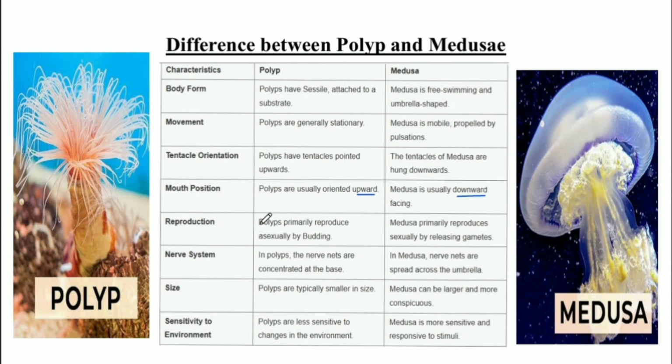Reproduction, polyps reproduce asexually but medusae reproduce sexually. Nervous system, it is concentrated at the base. However, the nerve nets are spread across the umbrella in medusae. Polyps are typically smaller in size, but medusae are conspicuous, means they are larger and more visible. Polyps are less sensitive to the change in environment. Medusae are sensitive to the stimuli and they respond to the environment very sensitively.